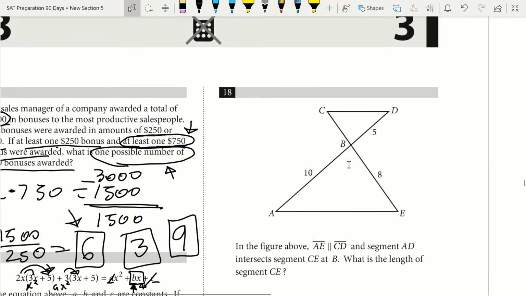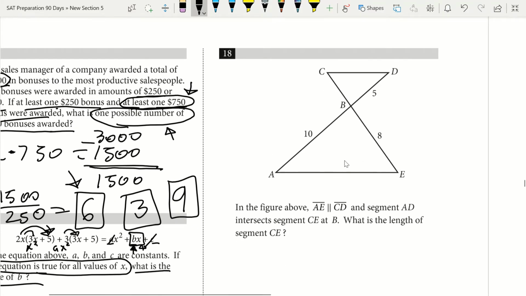All right, question 18. In the figure above, AE is parallel to CD and segment AD intersects CE at B. What is the length of segment CE? All right, so in order to solve for the length of CE, we're going to have to solve for this CB right here, okay?